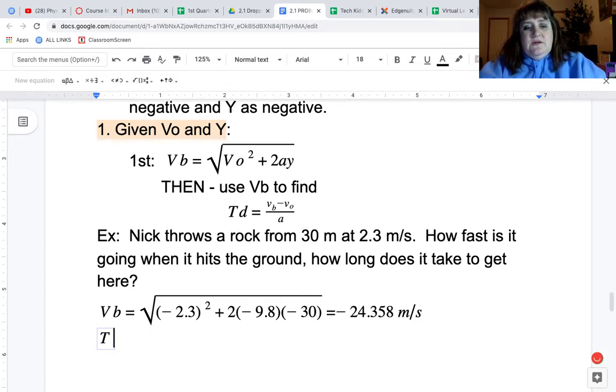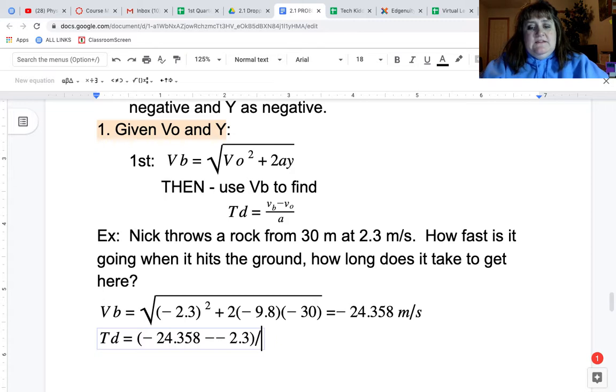So a new equation, time down will equal a negative 24.358 minus a negative 2.3 divided by a negative 9.8.